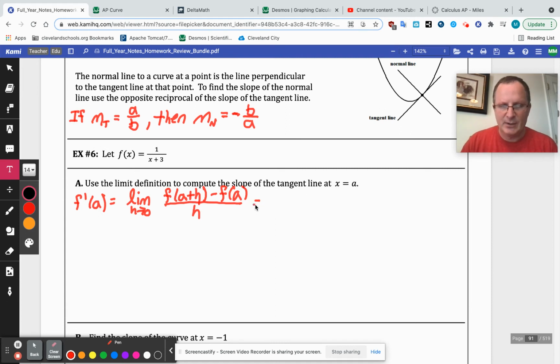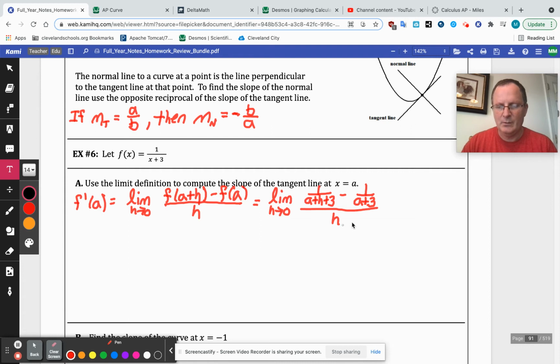In this particular case, we've got this fraction thing going on here, so we've got some options. I'll show you the way I would like to do it, but you have a couple of different ways you could go about it. So we would have 1 over a plus h plus 3, minus 1 over a plus 3, whole thing divided by h.